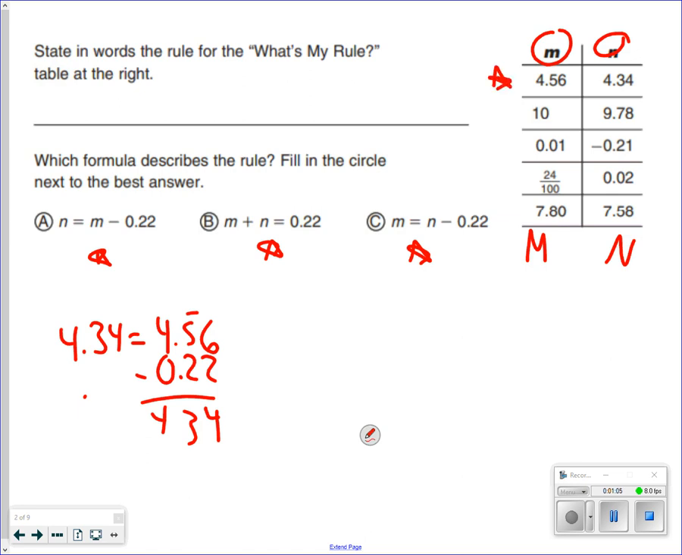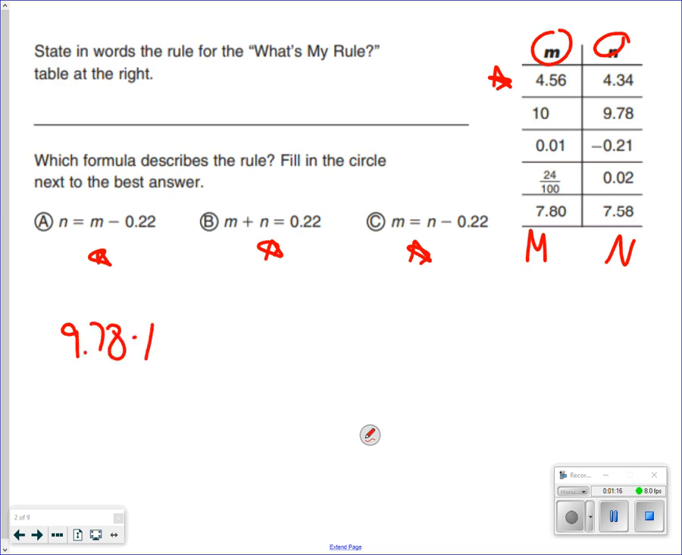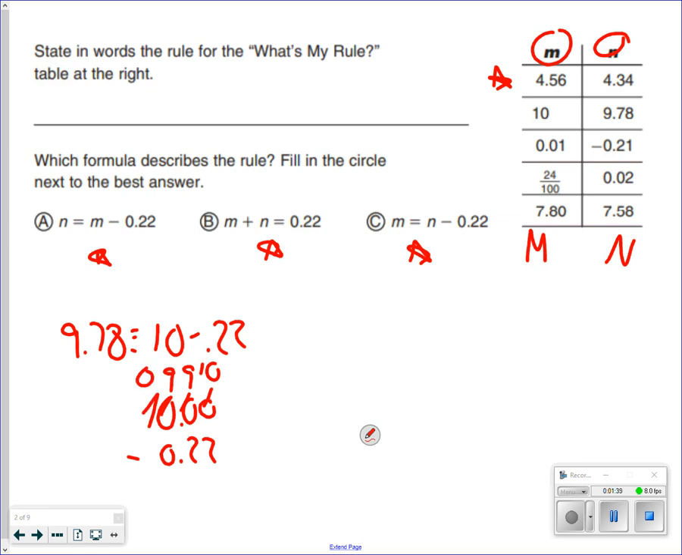Now let's see if it works for the one right below it. N is 9.78, or equals 10. Wow, that's messy. 10 minus 0.22. Well, 10.00 minus 0.22 would give me, so put 10 here, we're going 9, 9, 0. I've got 8, I've got a 7, and I have a 9. It works for this one as well.